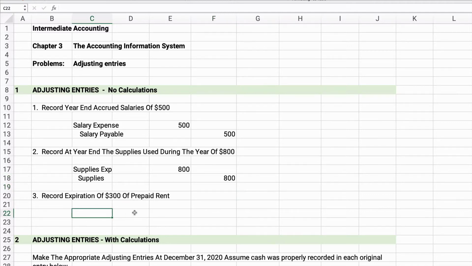Number 3, record expiration of $300 of prepaid rent. Well, why would prepaid rent go away? Because we've used that rent, so therefore that's an asset, prepaid rent. So we're going to say rent expense, and we're going to credit the prepaid rent for $300. Now, what type of account is prepaid rent? Prepaid rent is an asset. As we use it up, it becomes an expense, and we use rent expense to show that. Rent expense is an expense account.